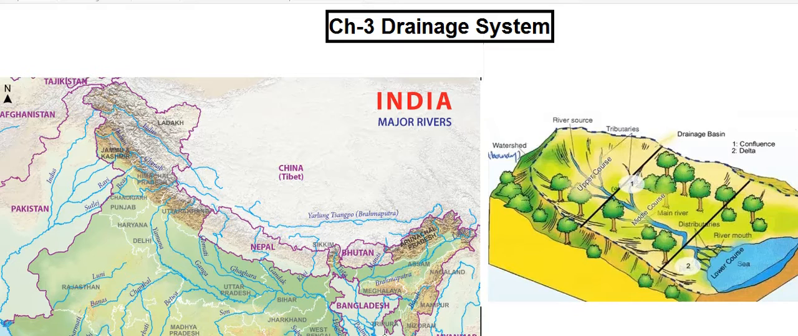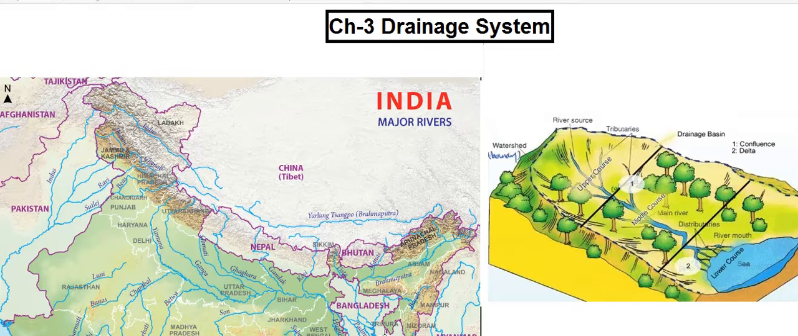Let's start with this chapter, that is drainage system. So let's see what we are going to learn from this chapter. First, what are the subtopics? Like what is drainage? What is drainage system? What are the different factors which affect the drainage system of a river? Then drainage pattern. Different rivers make different drainage patterns like dendritic, radial, centripetal. We will see that in detail.